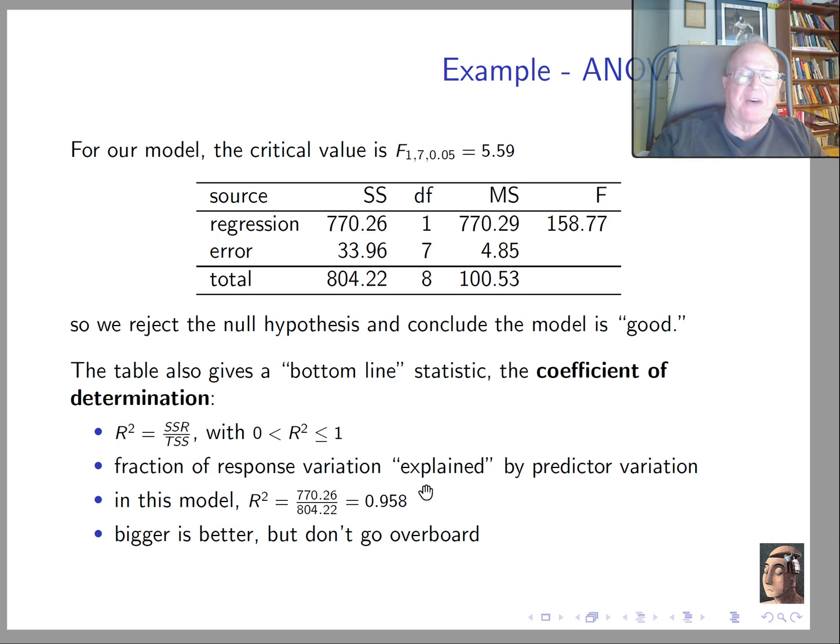Bigger is better, okay? So we usually try to get as large an R square as we can, but don't go overboard. Don't go overboard. It's useful to go from like 0.8 to 0.9. It's not useful to go from 0.95 to 0.96.